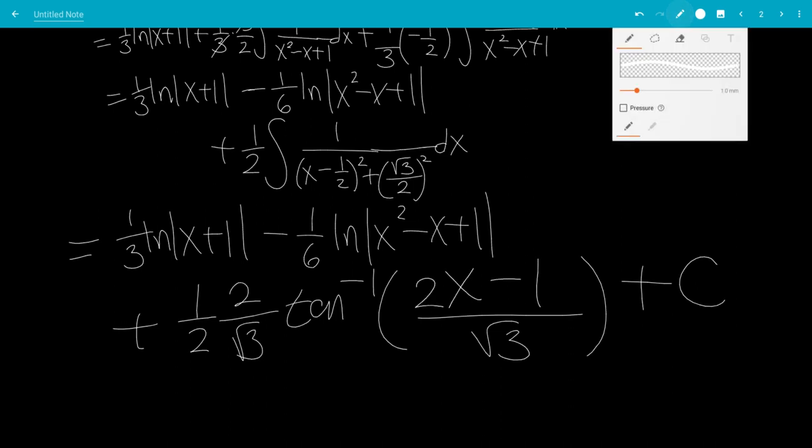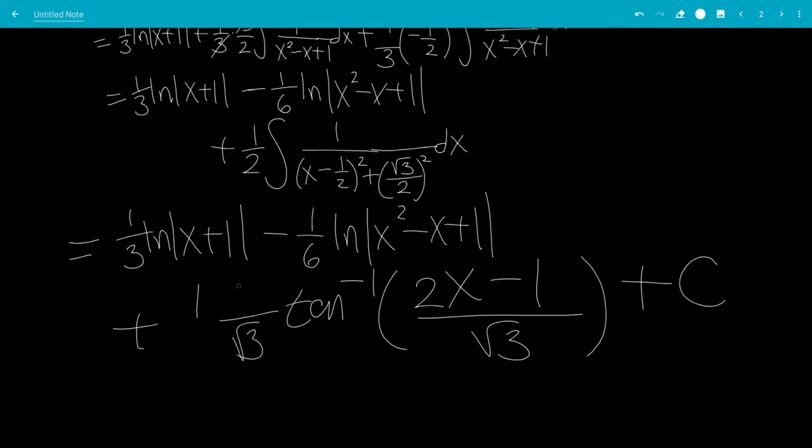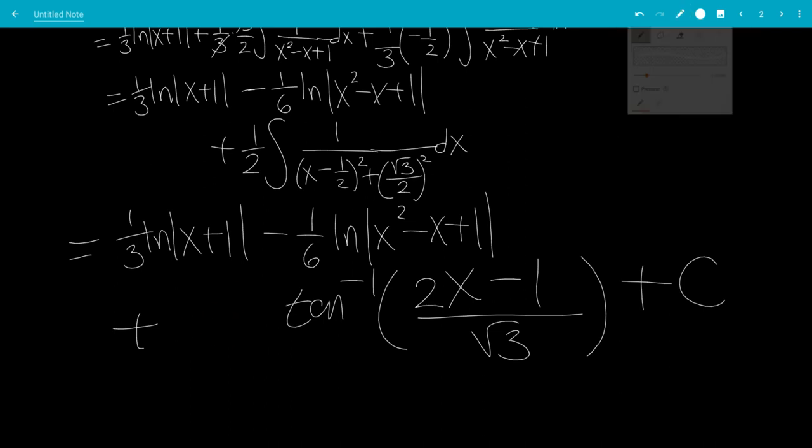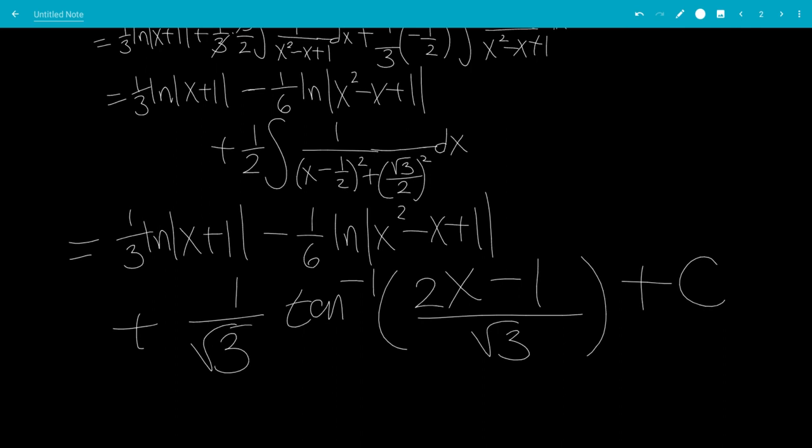And then we can do other simplifications. So 2 over 2 will cancel, leaving us with 1 over square root of 3. And I think that's it for simplifications.